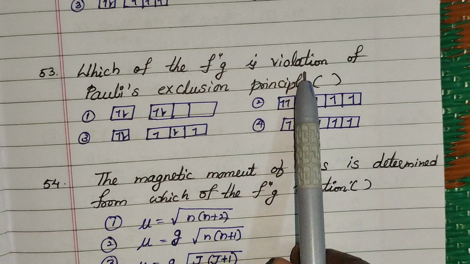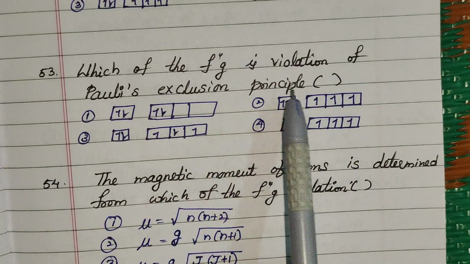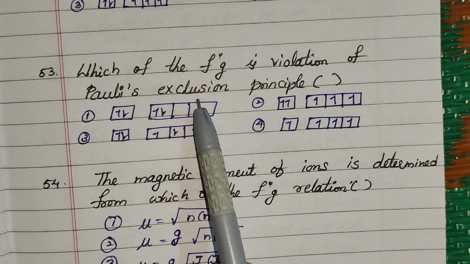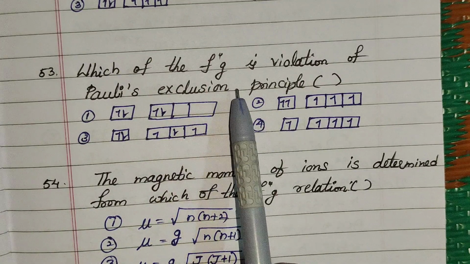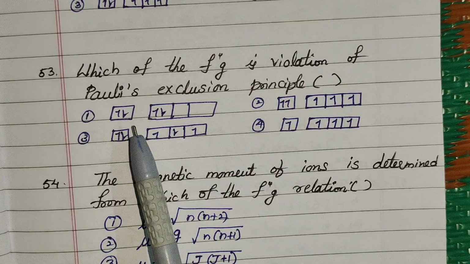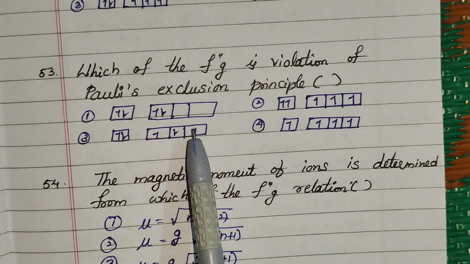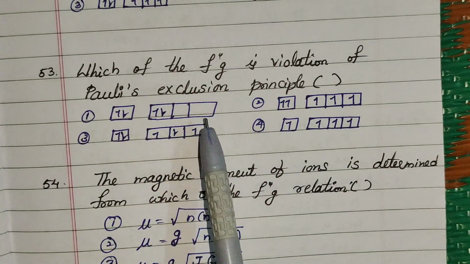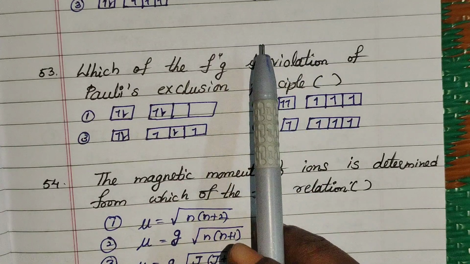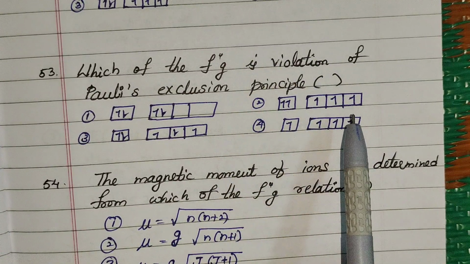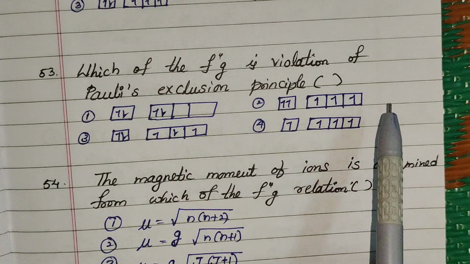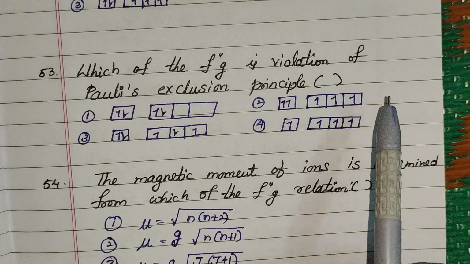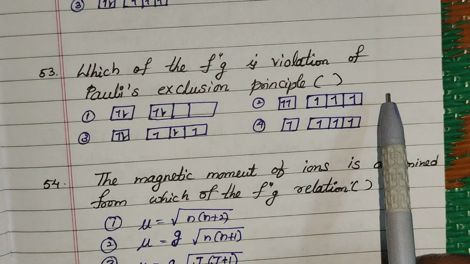Which of the following is a violation of Pauli's exclusion principle? That means Pauli's exclusion principle is not being followed. What is the meaning of Pauli's principle? One orbital must be filled with two electrons with opposite spin, and those two electrons cannot have the same four quantum numbers: n, l, m, s, the principal, azimuthal, magnetic and spin quantum numbers cannot be the same for any two electrons.